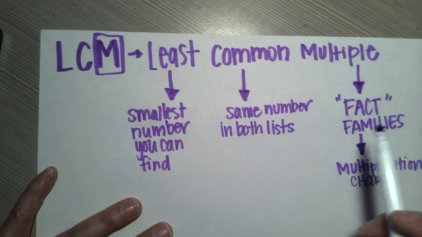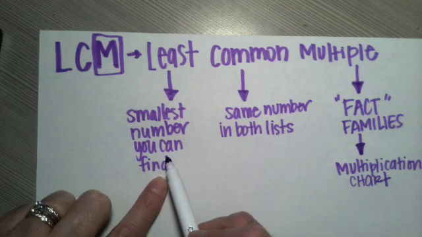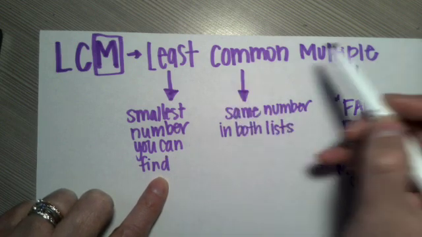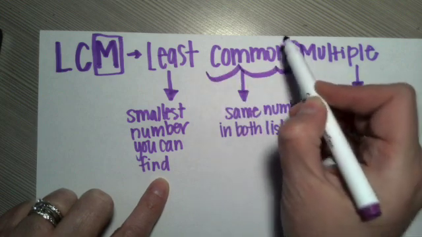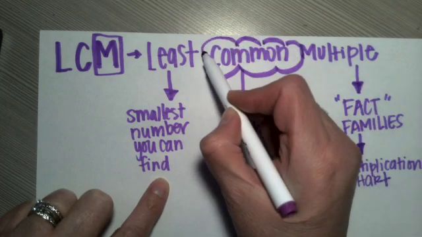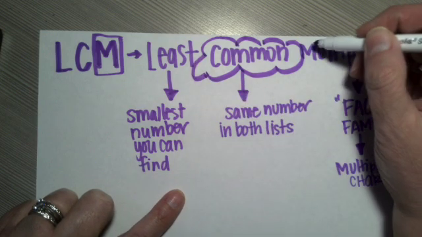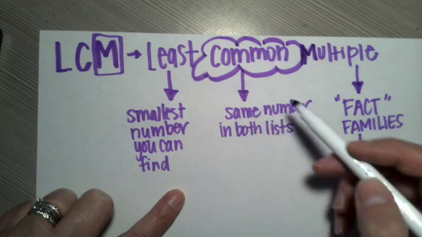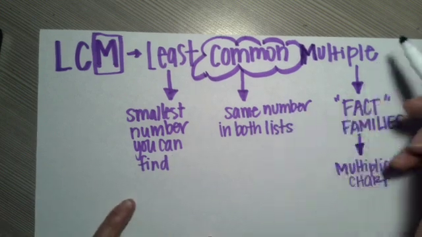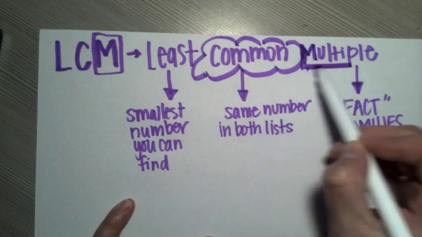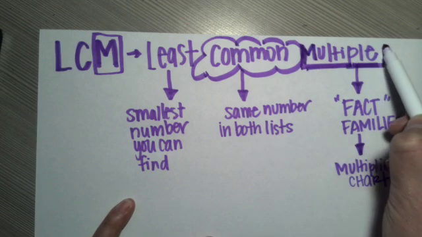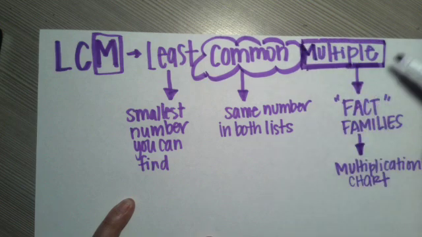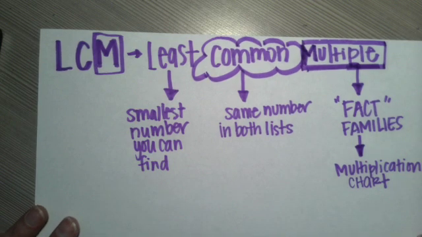And now we're going to put it all together. We're looking for the smallest number between the two lists that are in common with each other. So you can make this list and find that they both have more than one number that are the same in both lists, but you want the least in value. So you want the smallest number that they both have in common. And then remember that multiple is about your fact family. So you're thinking 4 times 1 is 4. That's a multiple of 4. 4 times 2 is 8. That's a multiple of 4.